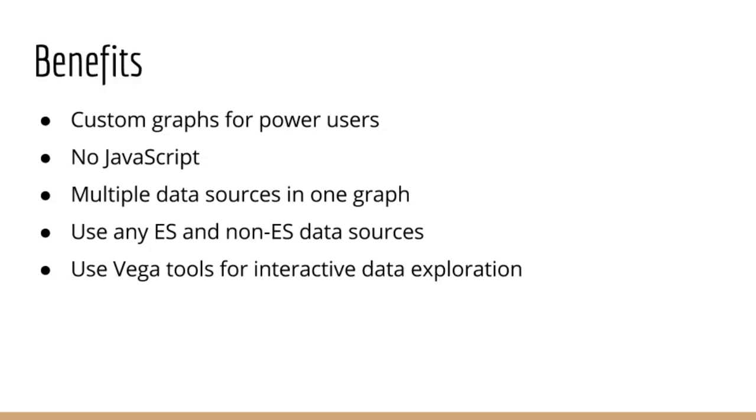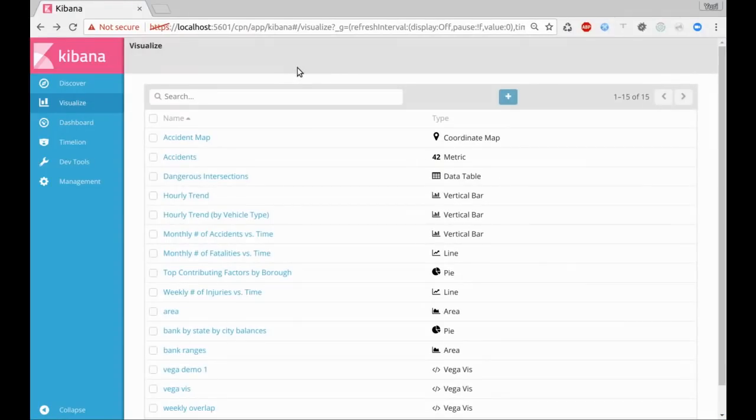The Vega plugin is able to query Elasticsearch directly, or it can get data from any URL in formats ranging from JSON and CSV to GeoJSON for maps and even images. It can even combine data from multiple data sources in the same graph. Let's try to create a sample graph.